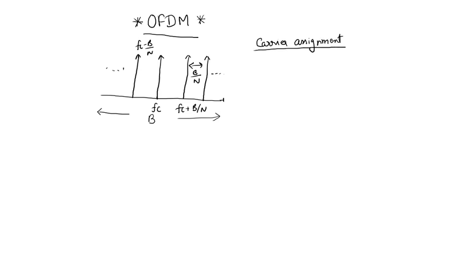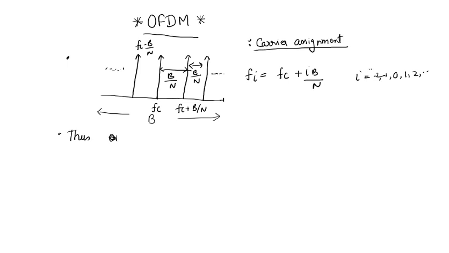This is the easier way you can remember it. If the total bandwidth available to you is B, then we divide our whole available bandwidth into N subcarriers, and each of the subcarriers can be like this, where I is 0, 1, 2, minus 1, minus 2, and so on, until it covers the complete available bandwidth. So this is the carrier assignment which we have seen.